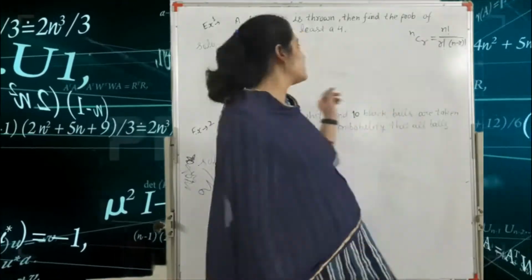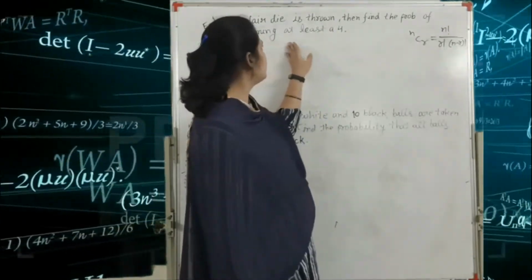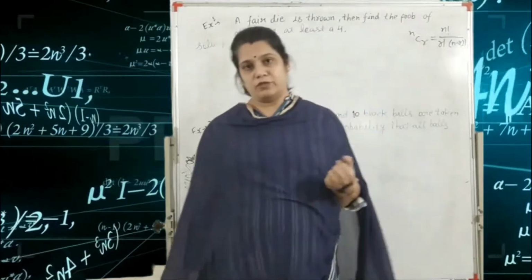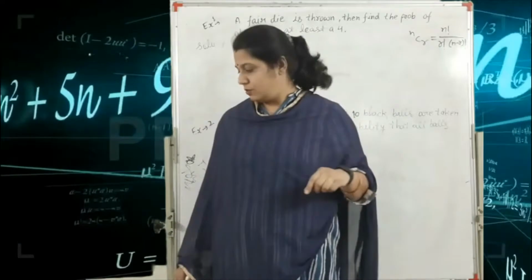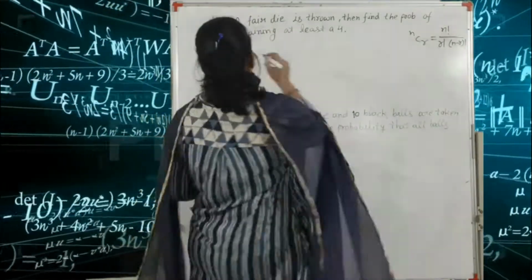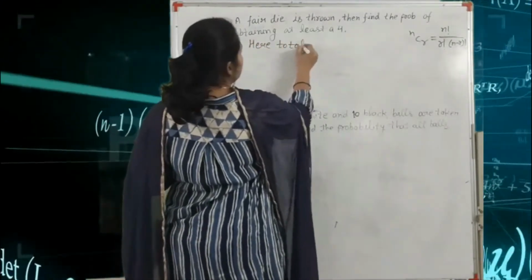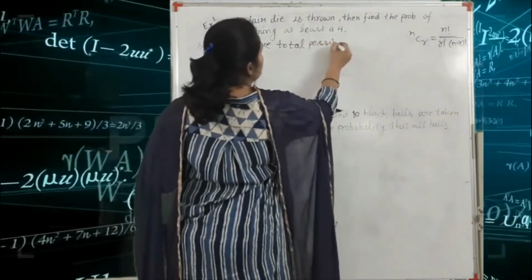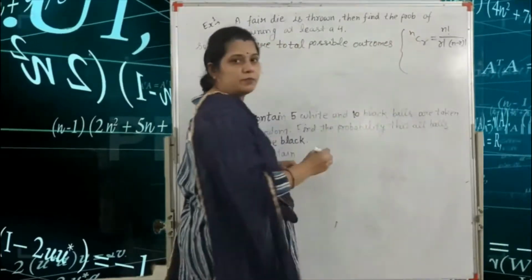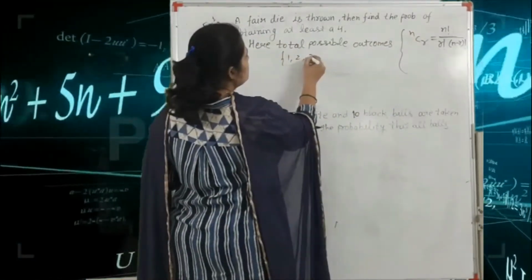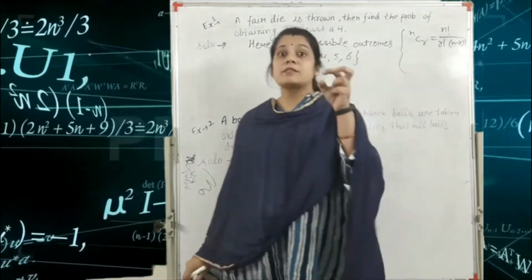Here the example is: a fair die is thrown, then find the probability of obtaining at least a 4. First you find the total possible outcomes. Here in the solution, the total possible outcomes are 1, 2, 3, 4, 5 and 6. This is your total possible outcomes.